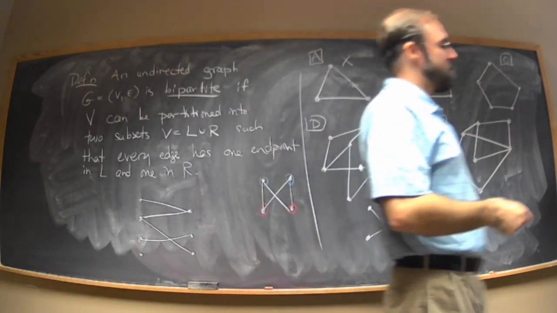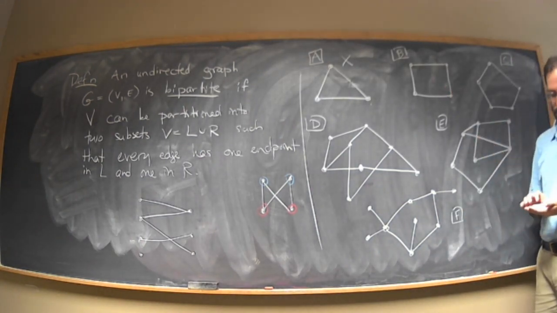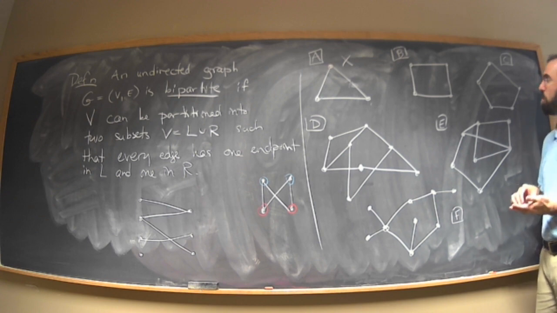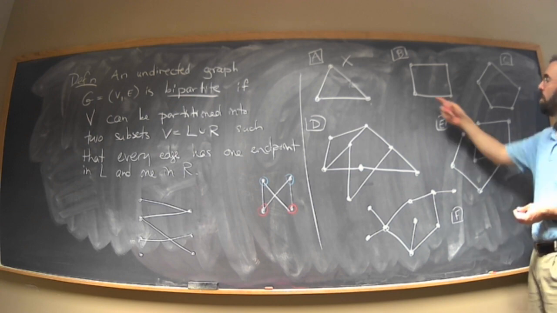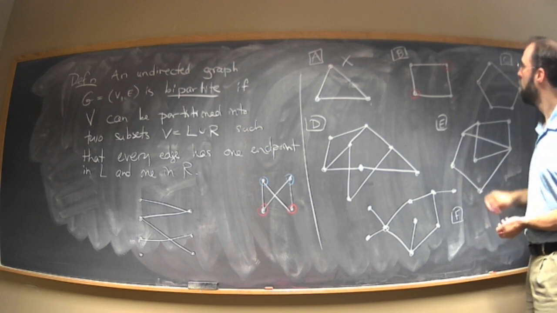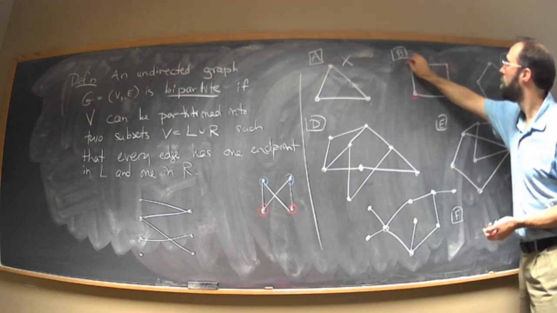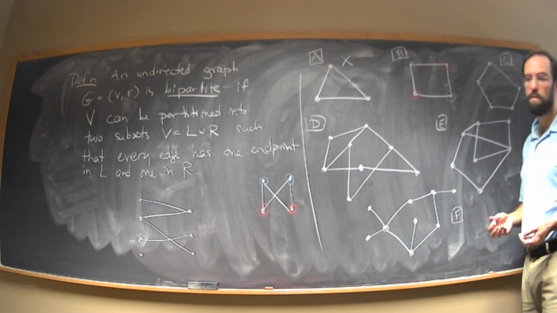Group L, and how about graph B? It is bipartite. Okay, can you prove it? The upper left and the bottom right in the group. Yep. That works.